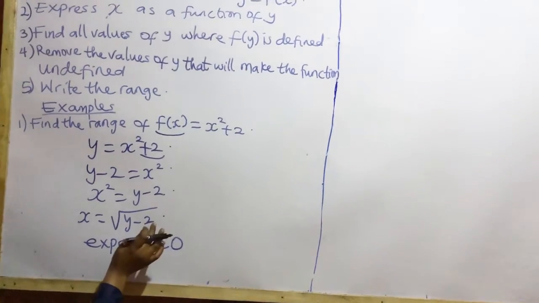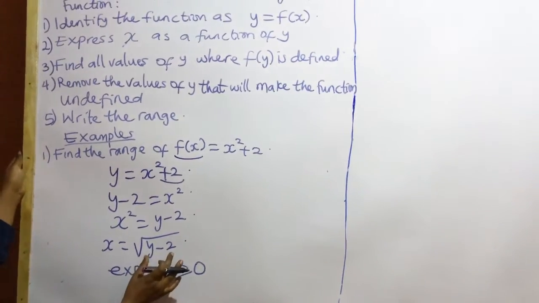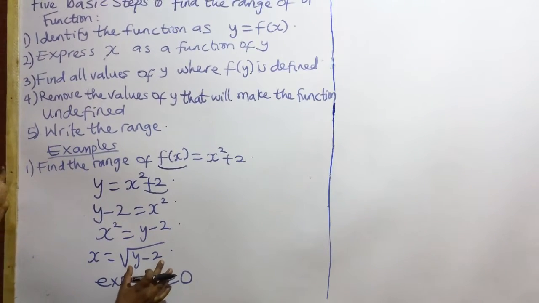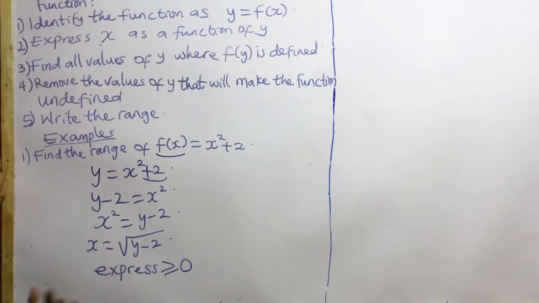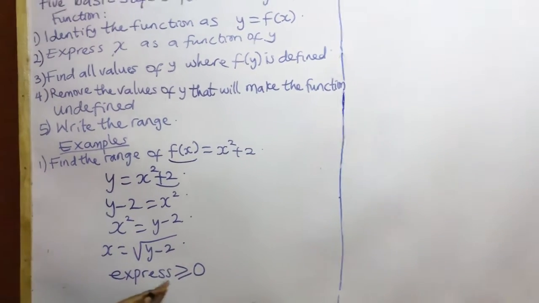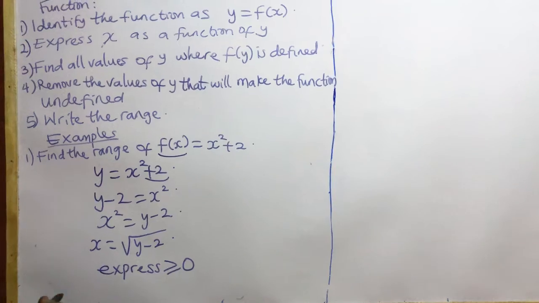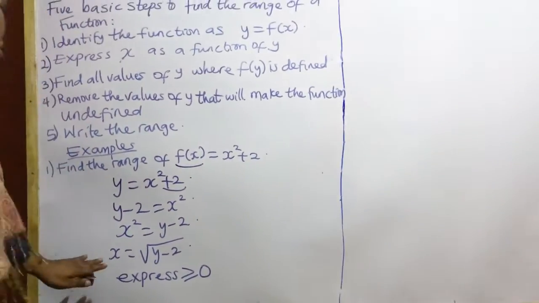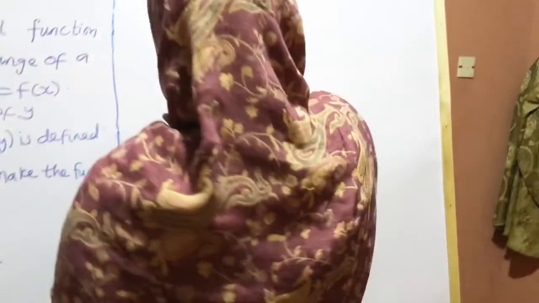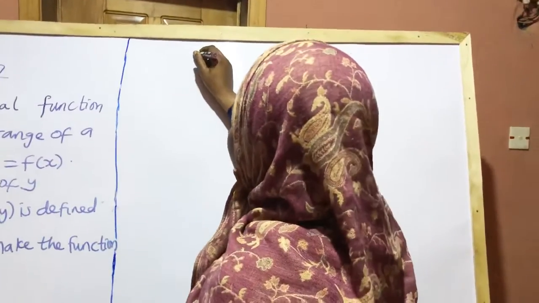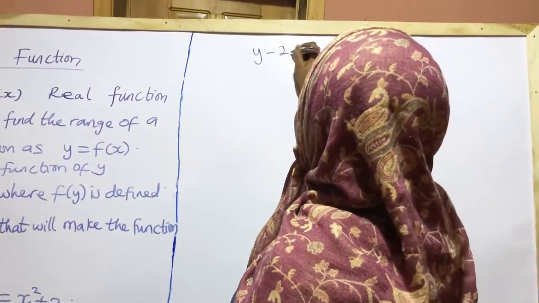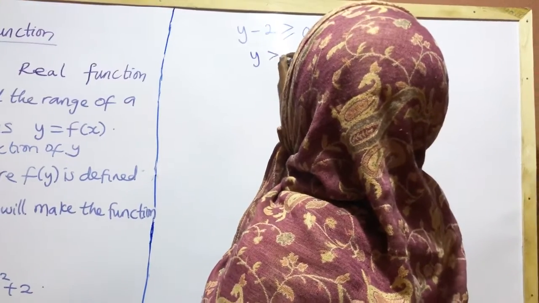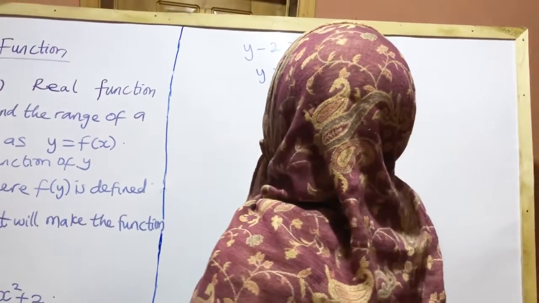That means it cannot be negative. The expression inside the square root must not be negative. If it is negative, it will give you an undefined function. So it could be 0 or any number greater than 0. So here we can now say that our y minus 2 must be greater than or equal to 0. That means y must be greater than or equal to 2.